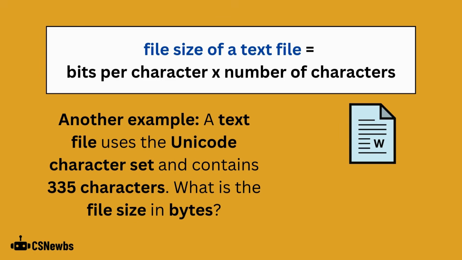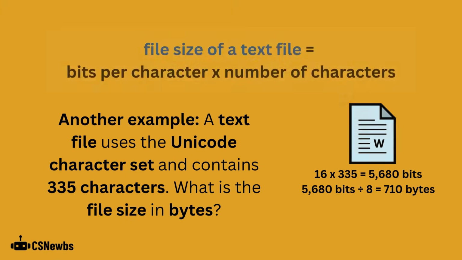Let's look at another example. A text file uses the Unicode character set and contains 335 characters. What is the file size in bytes? Unicode uses 16 bits per character, so 16 multiplied by the number of characters, which is 335, to give 5,680 bits. Divide this by 8 to give your answer in bytes, which is 710.